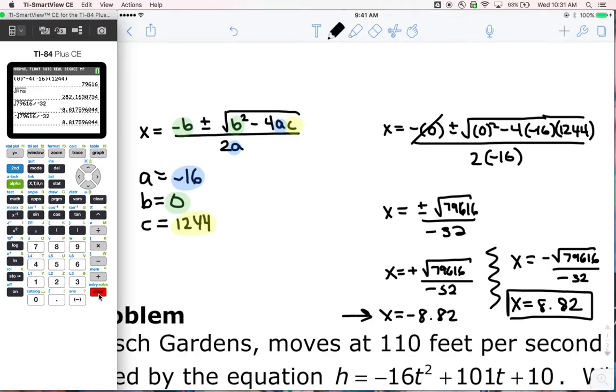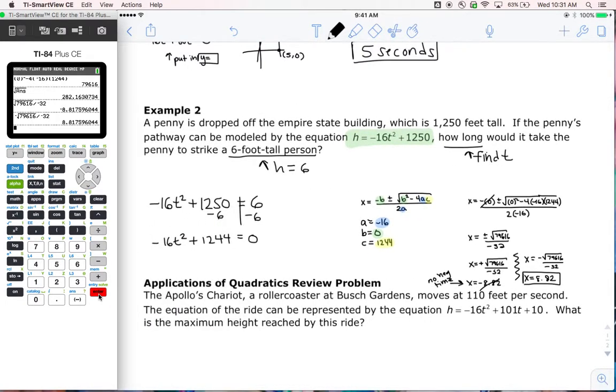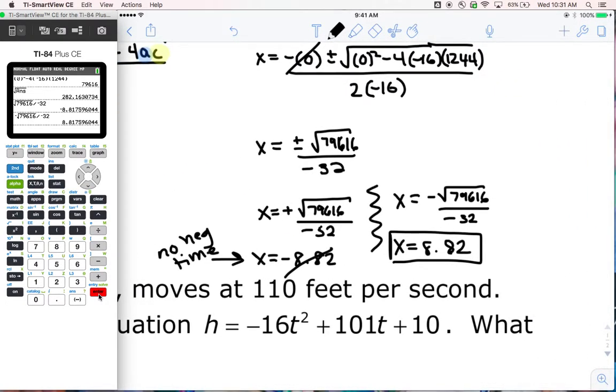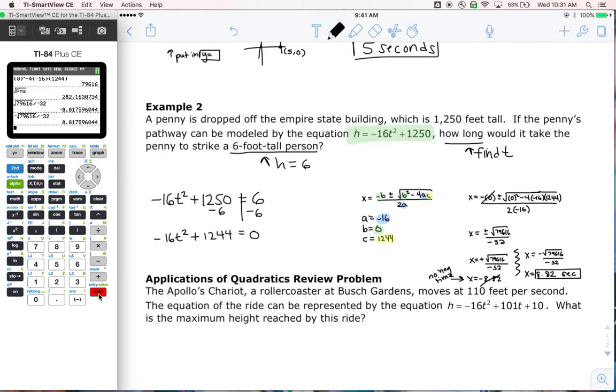So we're going to say no negative time. That does not make sense, right? We do not want this answer. We only want the positive answer. So 8.82. You know what I should put on here? 8.82 seconds. That's how long it took for that penny to hit that guy.